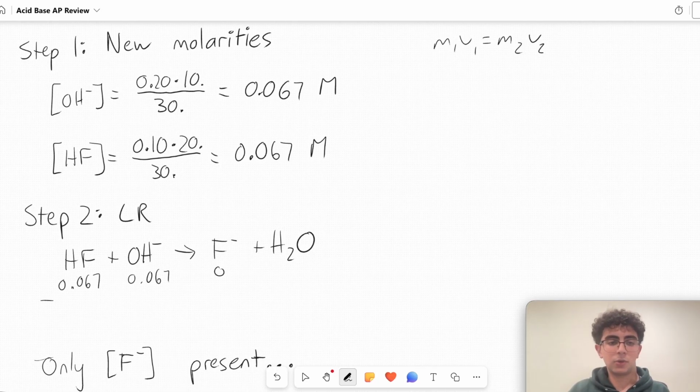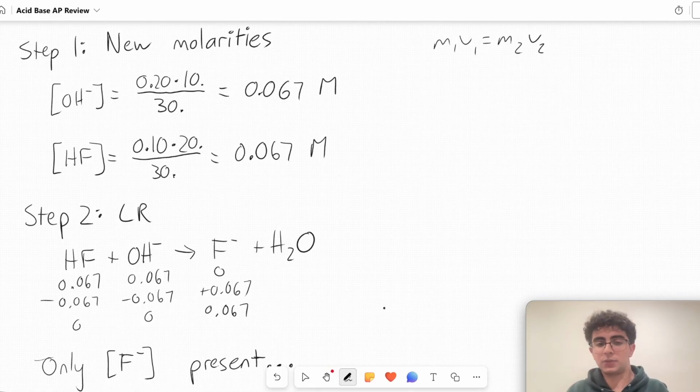And then you'll notice they both run out at the same time. And that's by definition that at the equivalence point, your moles of acid equals your moles of base. So you might be thinking, well, how do I set up my ice chart now? You may notice that you only have F minus present. And from your last video, this is a conjugate base of HF. So this is going to undergo hydrolysis. It's going to go the other way.